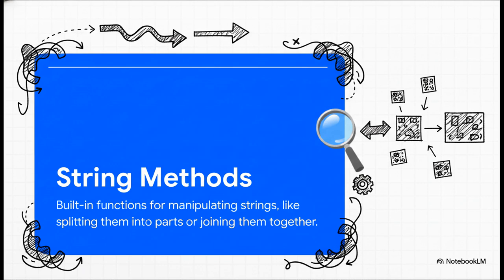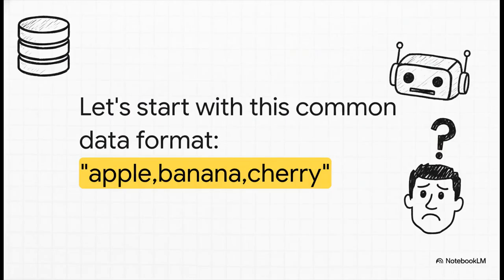So at the very heart of this toolkit, we have string methods. These are basically built-in superpowers that every string already has. The most famous duo, your go-to team for restructuring data, are split and join. Let's look at a super common example. You might get something like this from a CSV file, just a single string of words, all jammed together with commas. It works for a machine, sure, but for us, it's not very flexible. We want to change that.